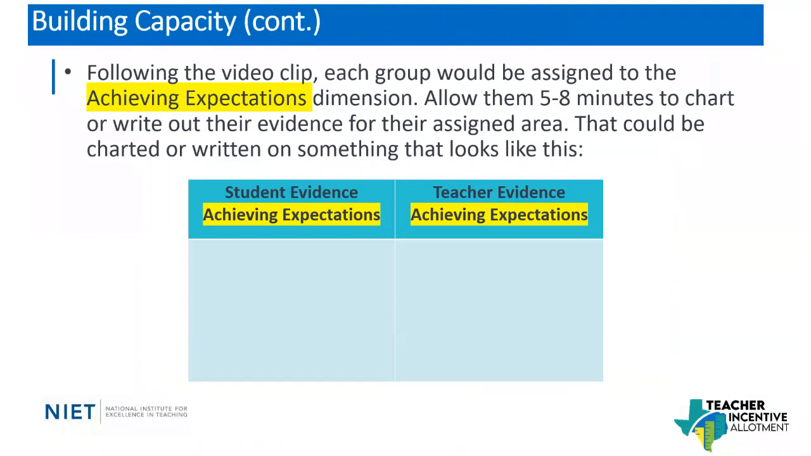Following viewing the video clip, each group would be assigned to the Achieving Expectations dimension. Allow them 5 to 8 minutes to chart or write out their evidence specific to their assigned role. And they may chart or write their evidence on something that looks similar to this. Notice how the student evidence for achieving expectations would be on one side, and then the teacher evidence for achieving expectations would be on the other.